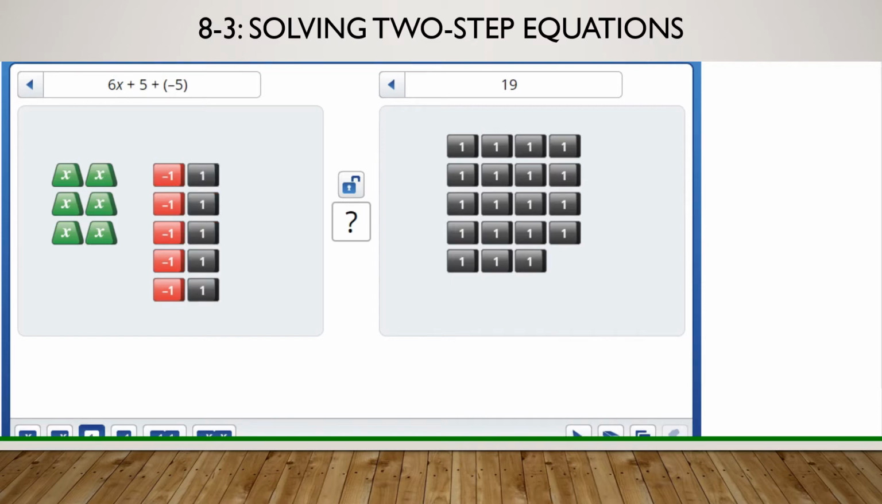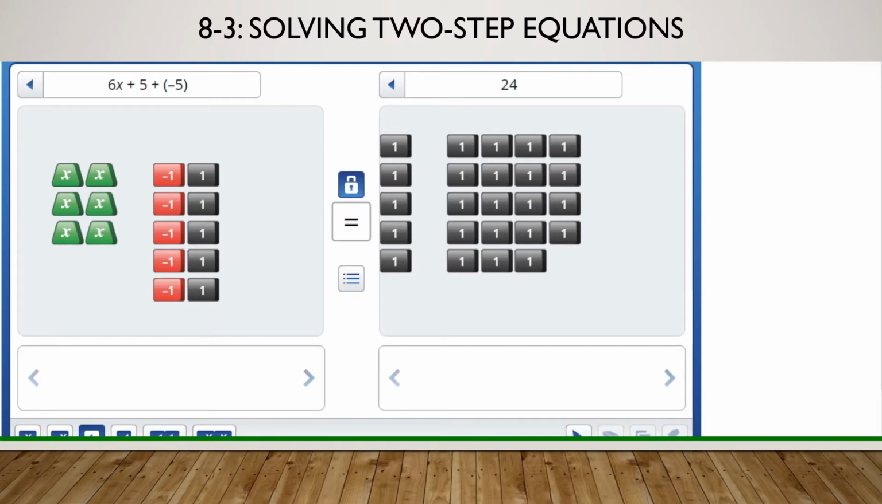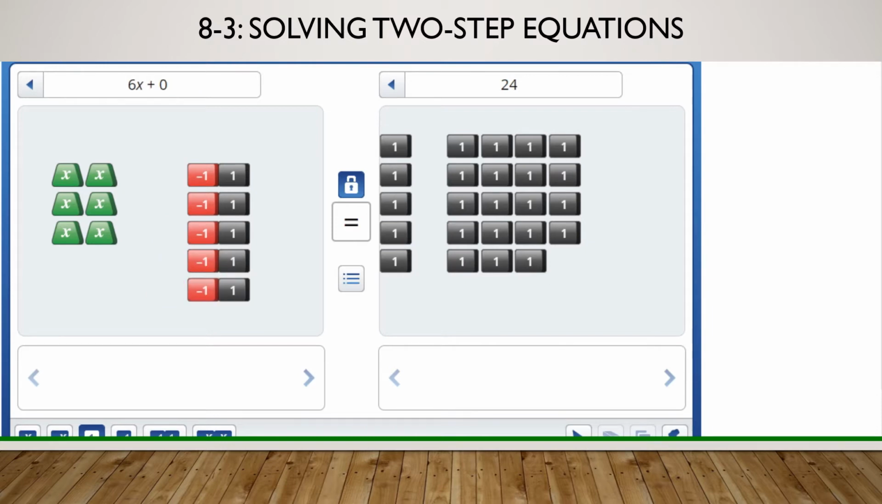But remember, whatever you do to one side, you have to do to the other. So I'm going to add 1, 2, 3, 4, 5 ones over here as well. So now notice we have -1 and a +1. Those are 0 pairs. When you combine them, they make 0. So notice I combined them over here, and I ended up with just 6x plus 0.